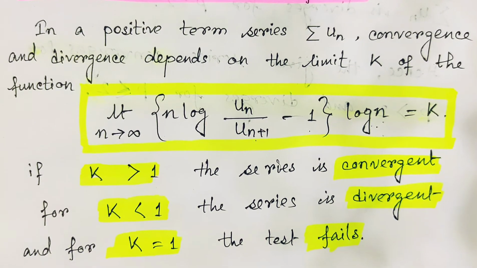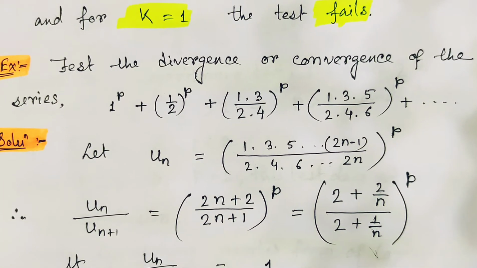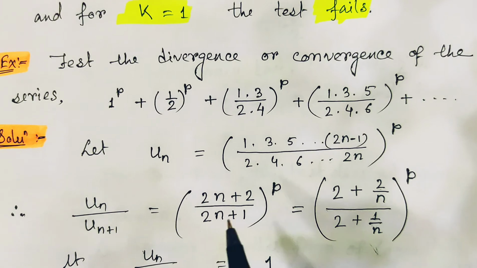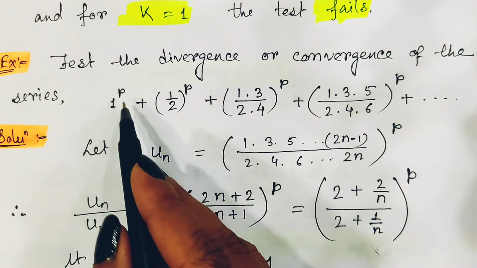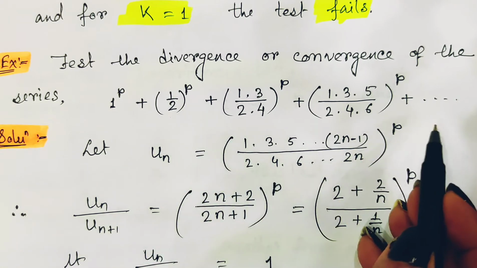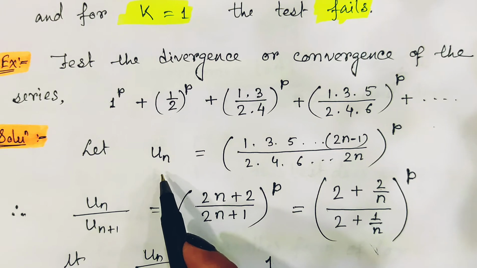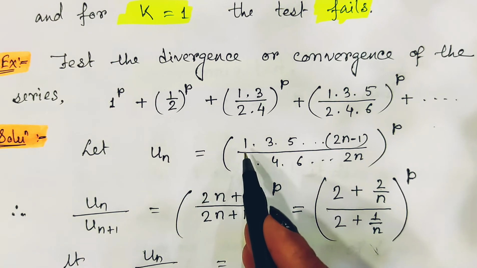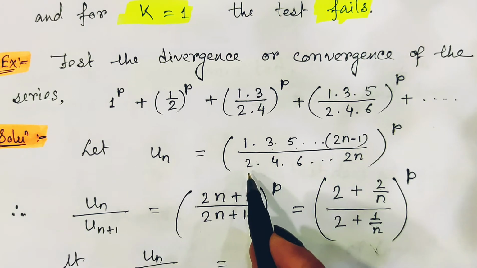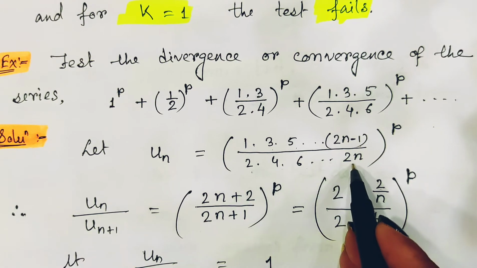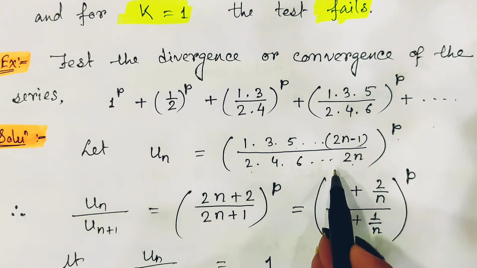So let us do one example supporting this alternative logarithmic test. The example is, test the divergence or convergence of the series 1 to the power p plus 1 by 2 to the power p, in this way. This one is the given series. So obviously at first we should find out what is our un. So un is 1 into 3 into 5 into, in this way, 2n minus 1 divided by 2 into 4 into 6 up to 2n, whole to the power p. Just observe the terms, accordingly we will find out our un.